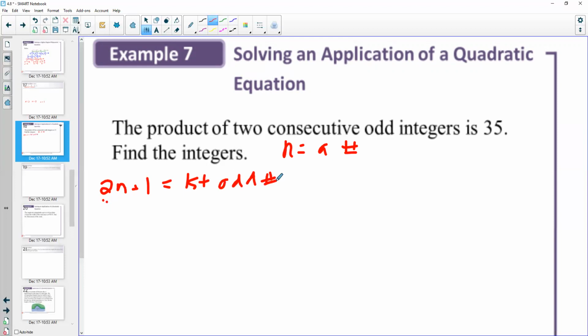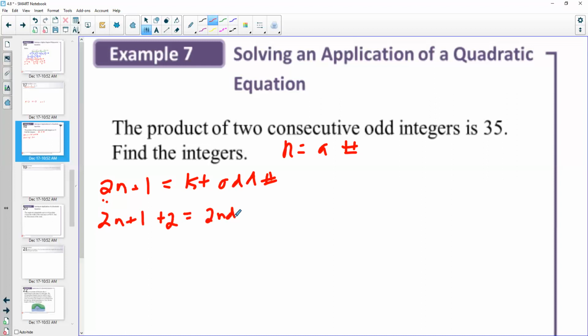What's the next odd number? Well, if I had that n was 4, right? 4 times 2 is 8, plus 1 is 9. What's the next odd number after 9? It's 11, right? How did I get from 9 to 11? I added 2. So if I did 2n plus 1 plus 2 more, I'd get the second odd number.